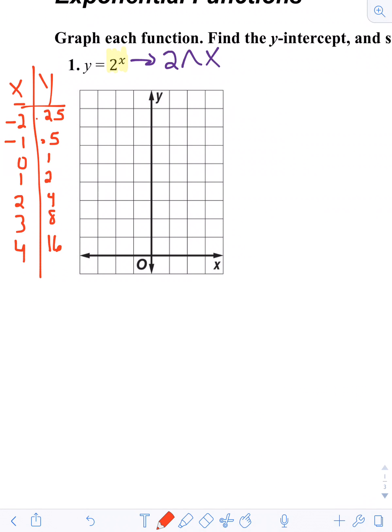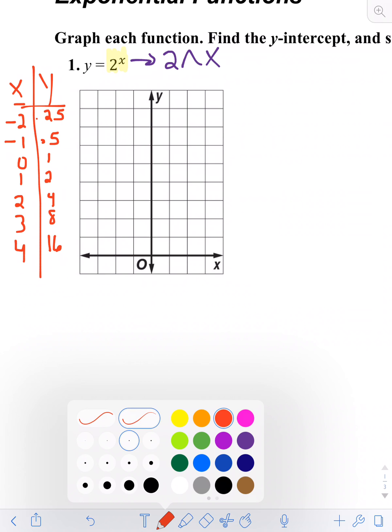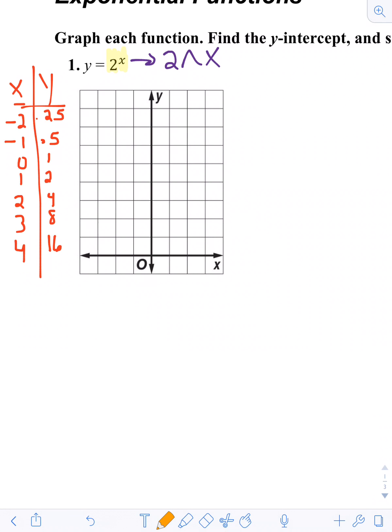Alright, so now I'm going to go ahead and graph the points that I can. So let's see, I can graph -2, 0.25, so that's almost to the 0 line, not quite. -1, 0.5, right in there somewhere. I have 0, 1. 1, 2. 2, 4, somewhere in there. And then I have 3, 8, so all the way up here.